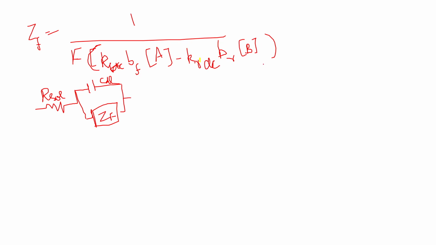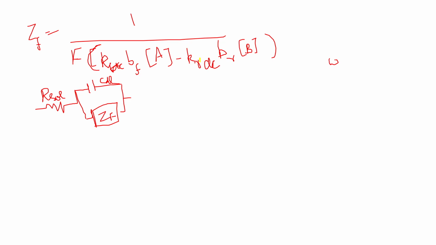Now come to this equation. You can see it is just 1 by F into KFDC into BF into concentration of A minus KRDC into BR into concentration of B. There is no part of the equation which contains omega. Based on the equation, we are trying to predict how we can represent ZF. There is no omega in that equation, so there is no dependence on the frequency. Impedance is not dependent on the frequency.